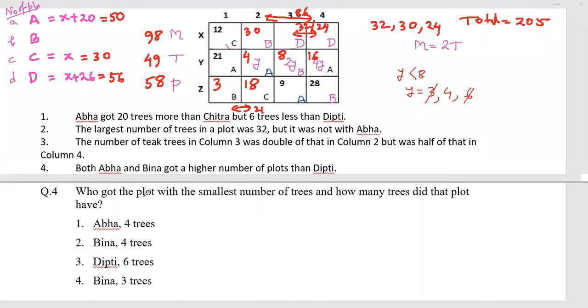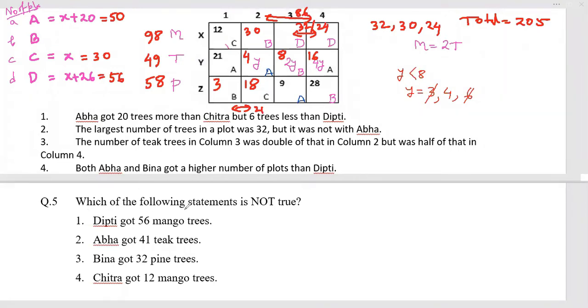Fourth question, who got the plot with the smallest number of trees and how many trees did that plot have? The smallest number is 3 here, of B, Bina, 3 trees. Option 4 will be the answer to the question.